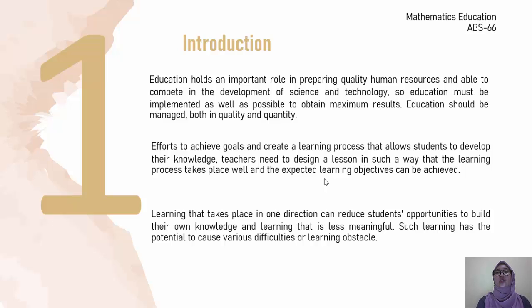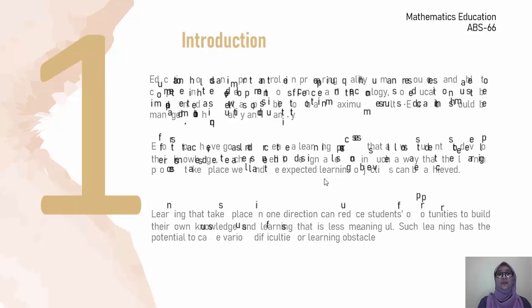Teachers need to design a lesson in such a way that the learning process takes place well and expected learning objective can be achieved. Learning that takes place in one direction can reduce student opportunities to build their own knowledge and make learning less meaningful. Such learning has the potential to cause various difficulties and learning obstacles.